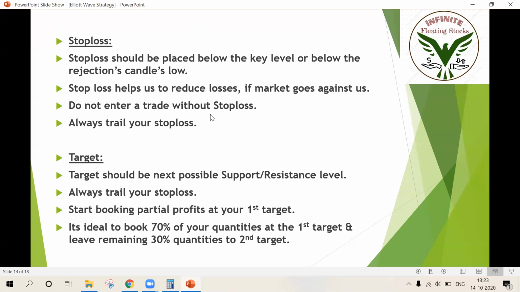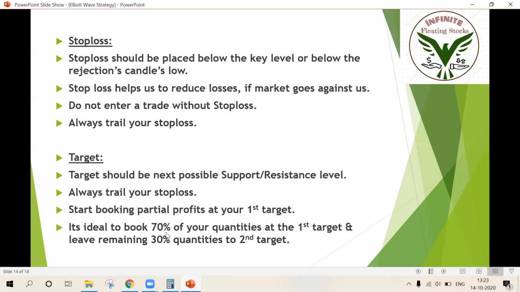Okay, do not enter a trade without a stop loss, and always trail your stop loss. The target should be the next possible support and resistance level. Entries, targets, and stop loss are the same for all strategies. Always trail your stop loss and start booking partial profit at your first target. You already know what to do.